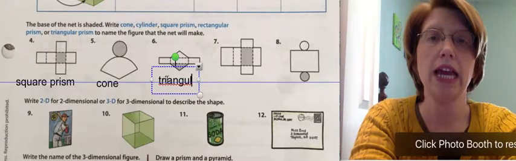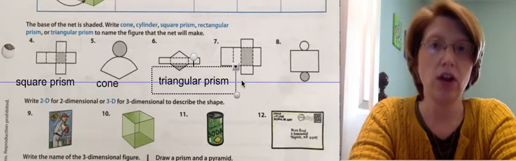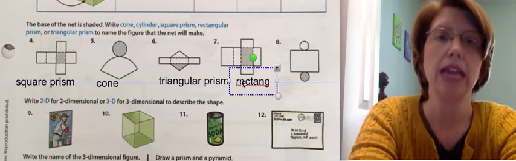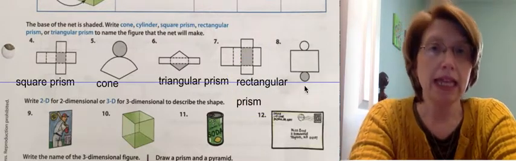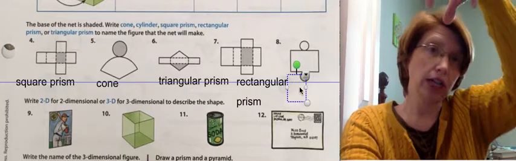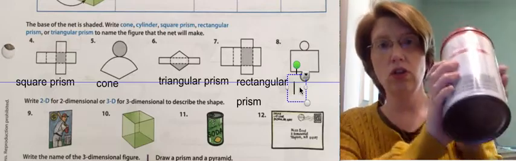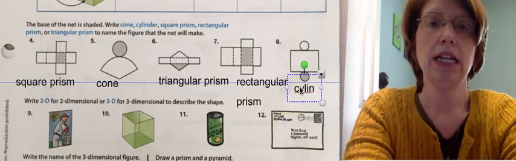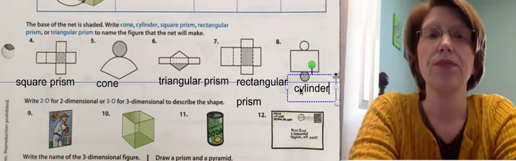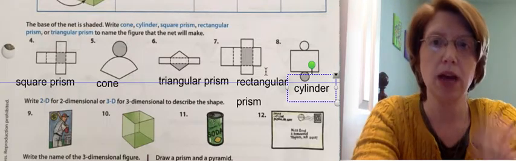So that is a triangular prism. This one is rectangles that are all connected. So this one is going to be a rectangular prism. And this has a circle at the top and a circle at the bottom. Just like this, circle, circle, and then the part that comes around this way. So that's going to be the cylinder. Do you see how it's just those shapes opened up?